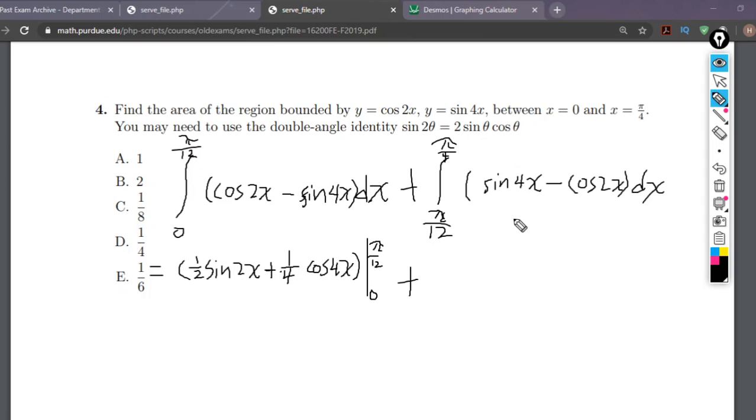plus the same integration but just negative on both sides. So negative cosine, should be 4 here, a fourth cosine 4x, minus half of sine 2x, and this will be evaluated from pi over 12 to pi over 4. Let's see.